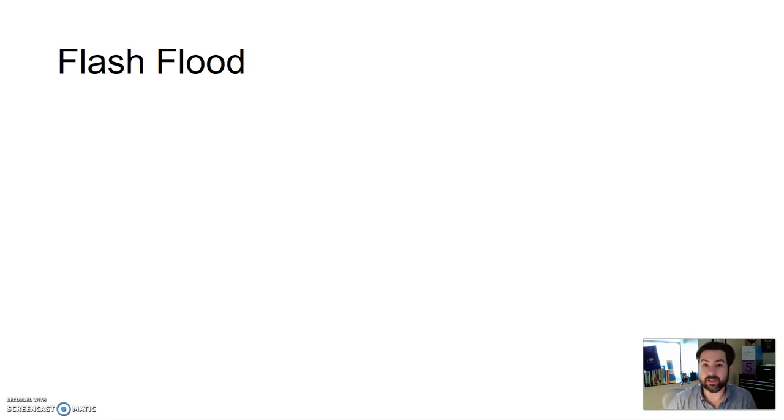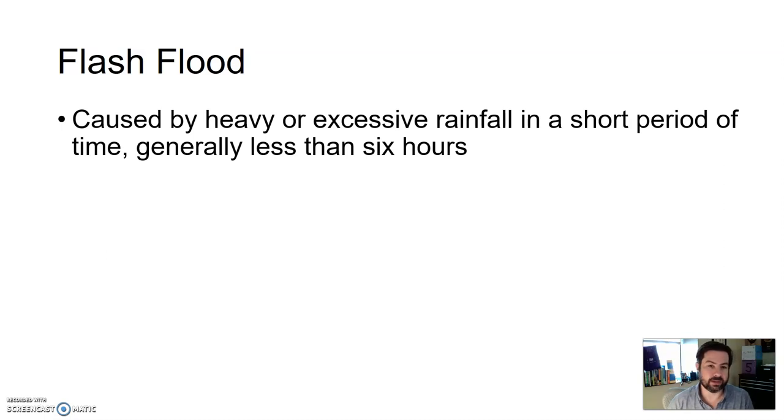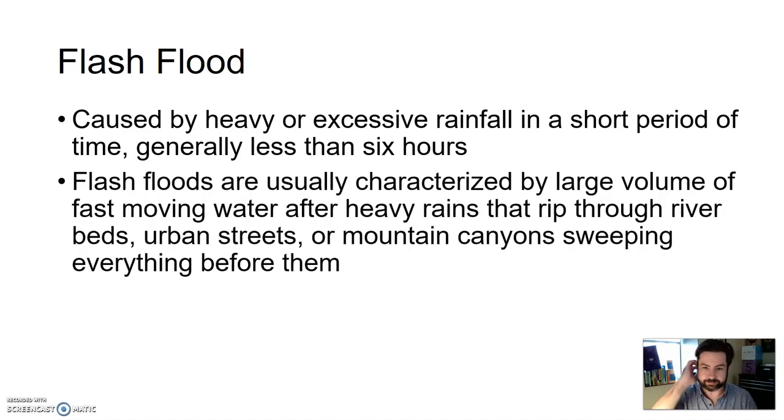All right. Flash floods. Generally caused by heavy and excessive rainfall in a very short period of time, generally less than 6 hours. So typically with a flash flood, you get just a bunch of rain real quickly. That's what's going to cause a flash flood. You get a large volume of water, very fast moving. Again, typically after heavy rains, they rip through riverbeds, any place that's kind of channelized, any place that can hold and contain water. Riverbeds, streets, canyons, washes, and it just sweeps everything away.